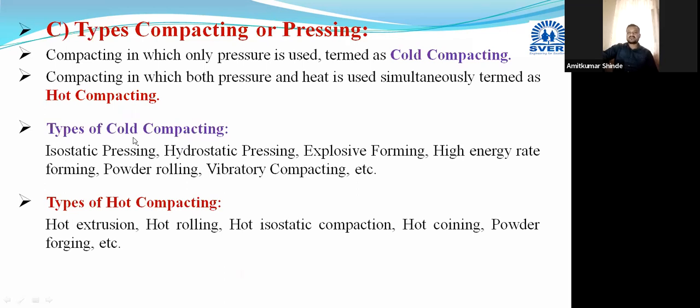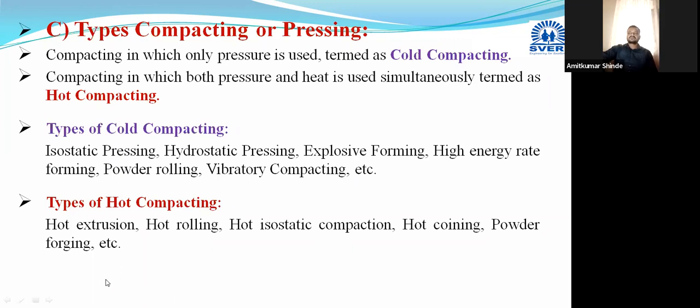That is isostatic pressing. If gaseous medium is used for the compaction, it is termed as isostatic pressing. If hydraulic medium is used for pressing, then that cold compacting is termed as hydrostatic pressing. If some explosion is used for doing that compacting, it is termed as explosive forming. If compressed gas is used, then it is termed as high energy rate forming. Then powder rolling, powder extrusion, or vibratory compacting, different methods are there. These are examples of cold compacting.